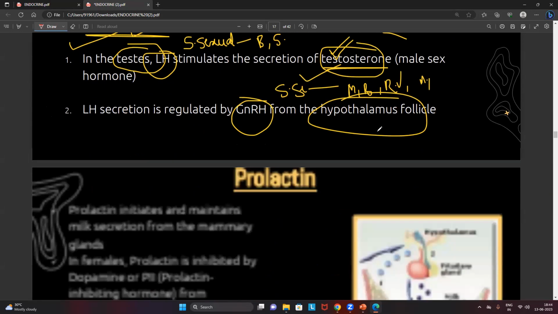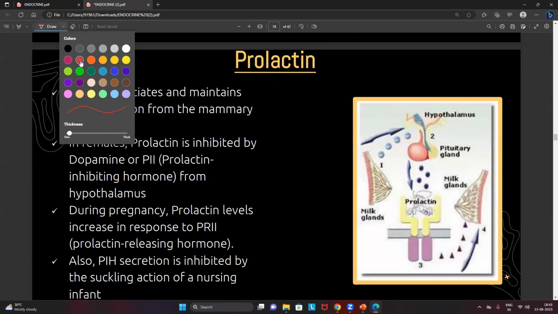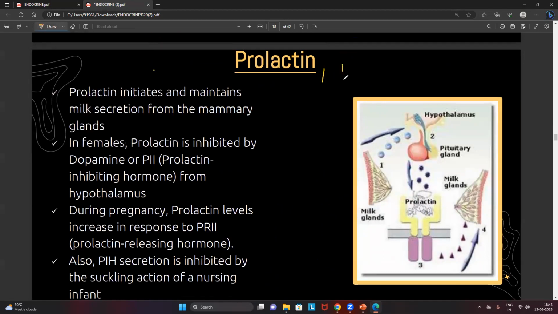Now, I have told you very clearly not to confuse with my words. Prolactin is the hormone. You all have given the answer. It is involved in the production. Right. And I have also told you that very clearly.